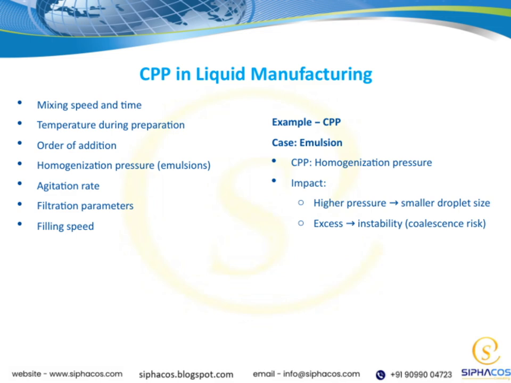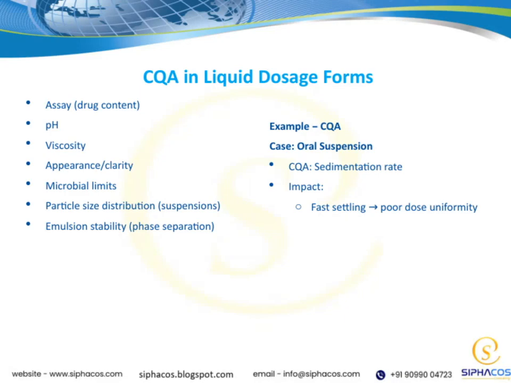By carefully controlling these parameters, we can optimize the manufacturing process and ensure the final product meets our desired standards. All these factors are interconnected and essential for maintaining control over the entire process. Let's take a closer look at an example involving CQA, or critical quality attributes.